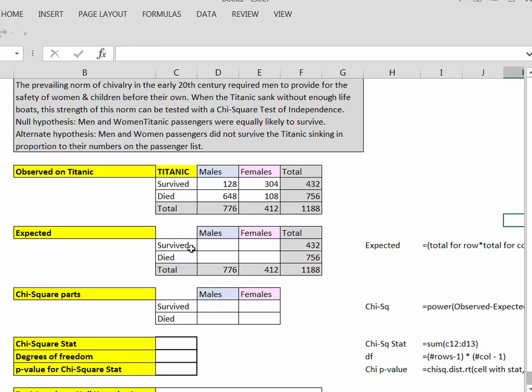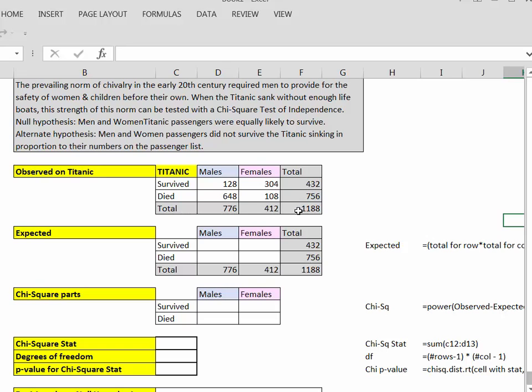So our null hypothesis would be that men and women passengers were equally likely to survive, and our alternate hypothesis was that men and women passengers did not survive the Titanic in proportion to their numbers on the passenger list. So I need to compute my expected values if the null hypothesis were true. So that I'm not saying that they would survive in equal numbers, but proportionate to their part of the passenger list.